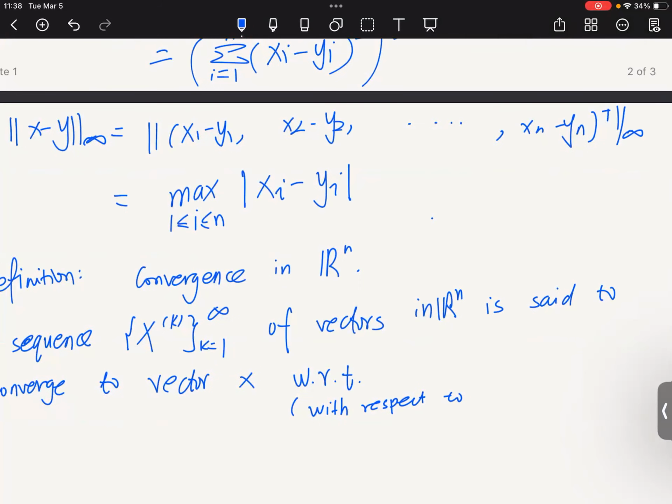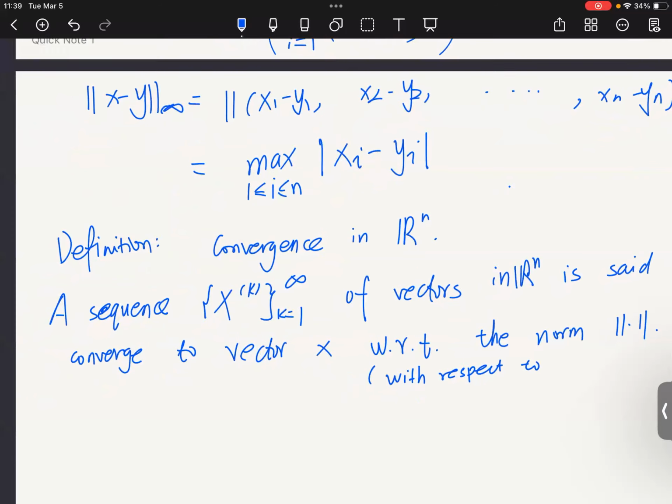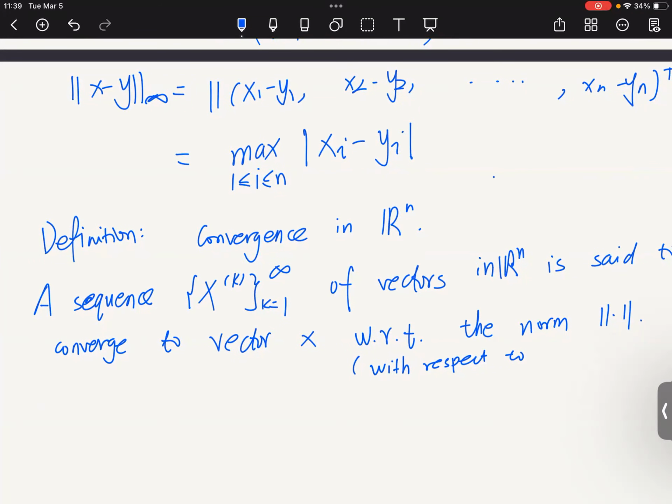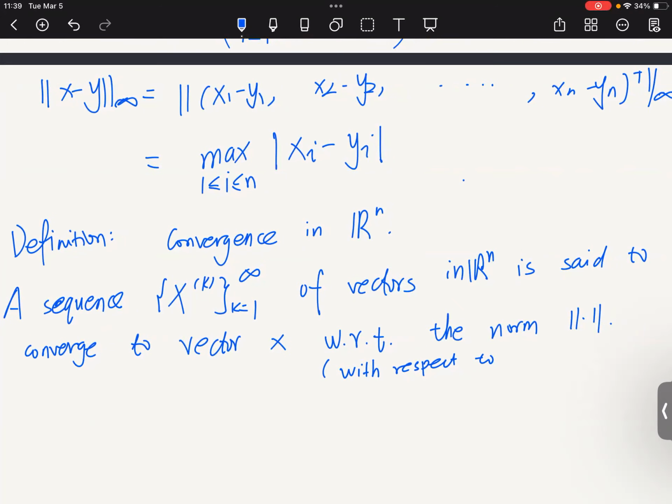Okay, and then it says this sequence of vectors is converging to this vector x with respect to the norm. So you can see the norm is very important here. It's a measure of the distance. If you take a different norm, then you would have different convergence results. And we say the sequence of vectors is converging to x with respect to the norm. This is quite similar to the limit definition in your calculus class.